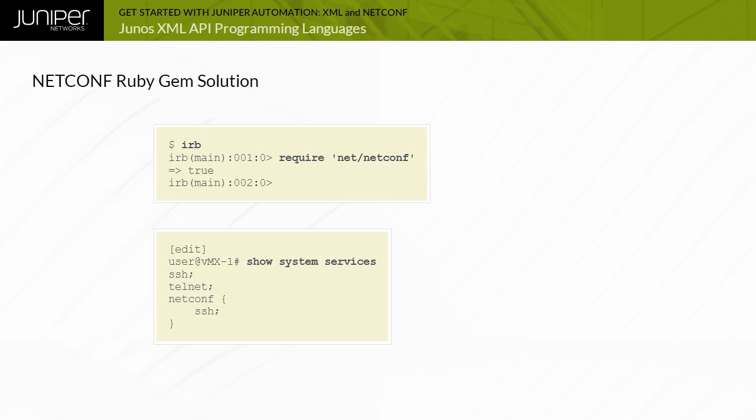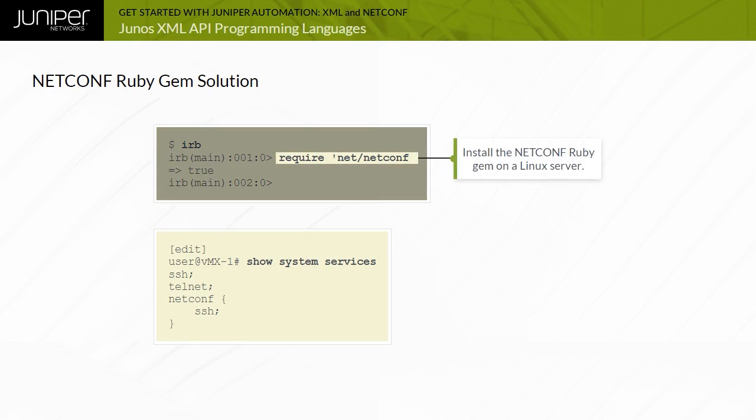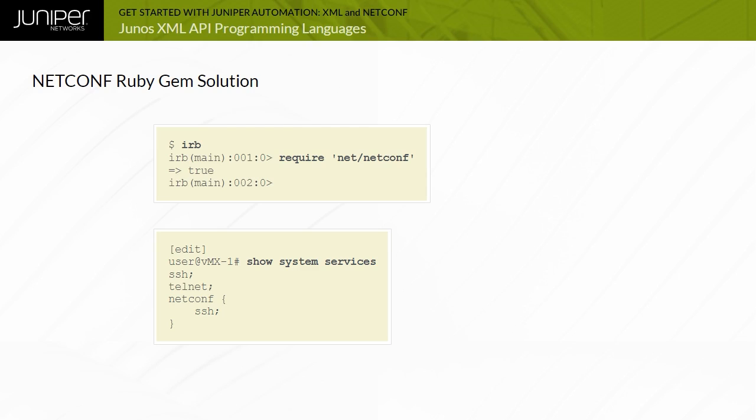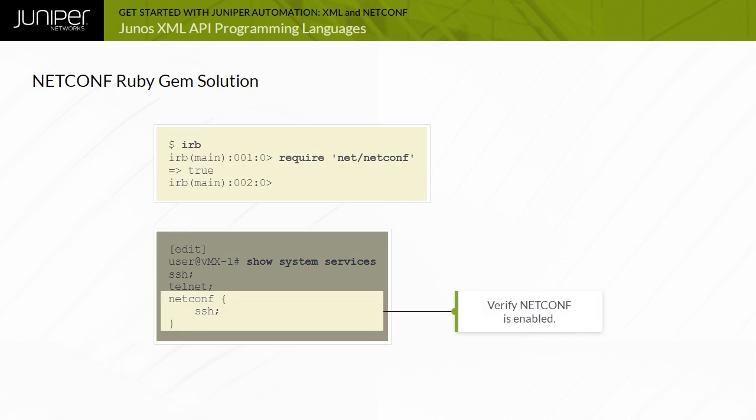Verify that the Ruby interpreter is installed on the control server. If not, install it using your favorite package manager. Install the Ruby Net NetConf gem by issuing the gem install net netconf command. In this example, an interactive Ruby interpreter, or IRB, is launched. The require 'net/netconf' command returns true, meaning both Ruby and the net netconf gem are available. Since the solution uses off-box scripts, enabling netconf in the Junos configuration is necessary.